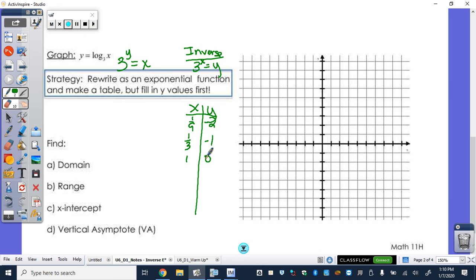Because it's 0, 1 in your calculator, so you want 1, 0. Next one. 3, 1. And 9, 2. Those are the ones we should be able to get on there. So go ahead, plot your points.